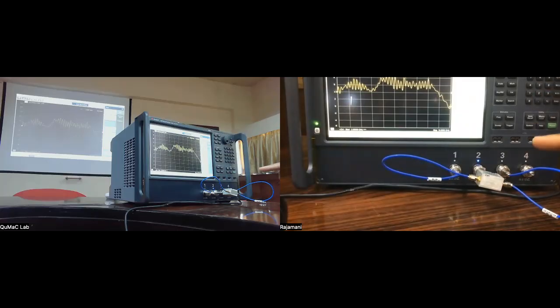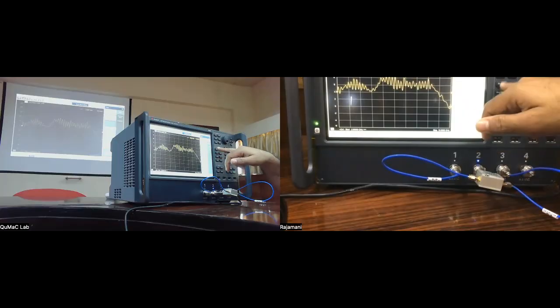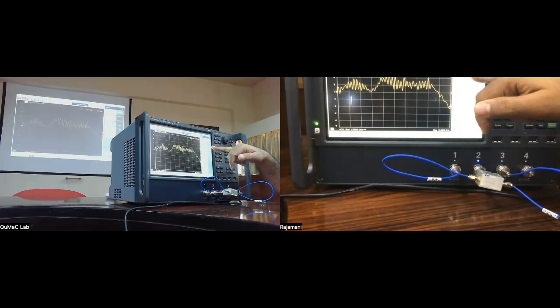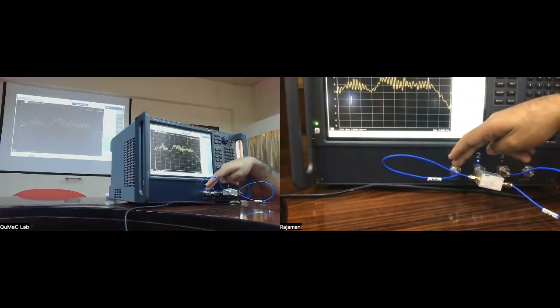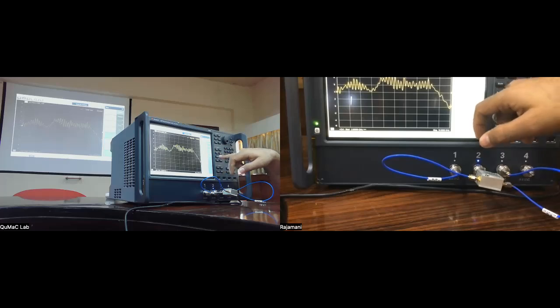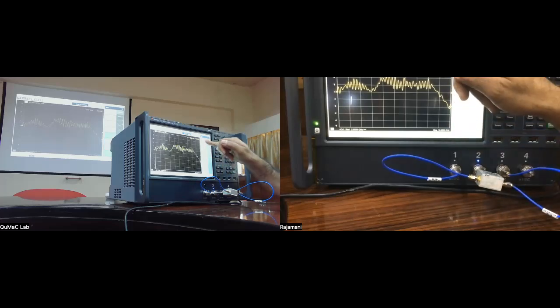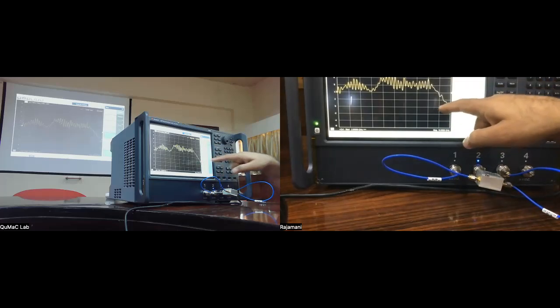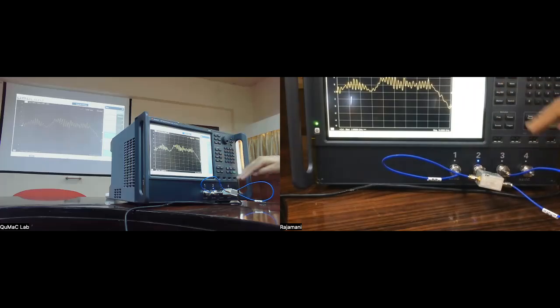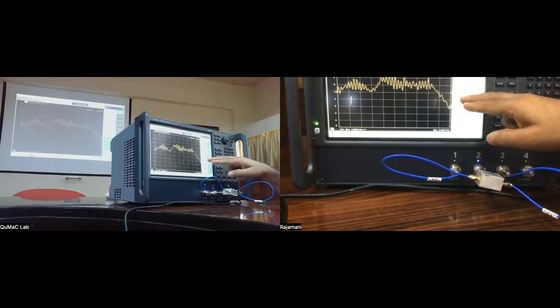So what we want to see now is how this compares if I look at the output on the other port. Remember, right now we are measuring S12, which means I'm measuring the output on this side, which is one of the output ports. Let me put this to memory. And I will now shift to the other port, which means S32.